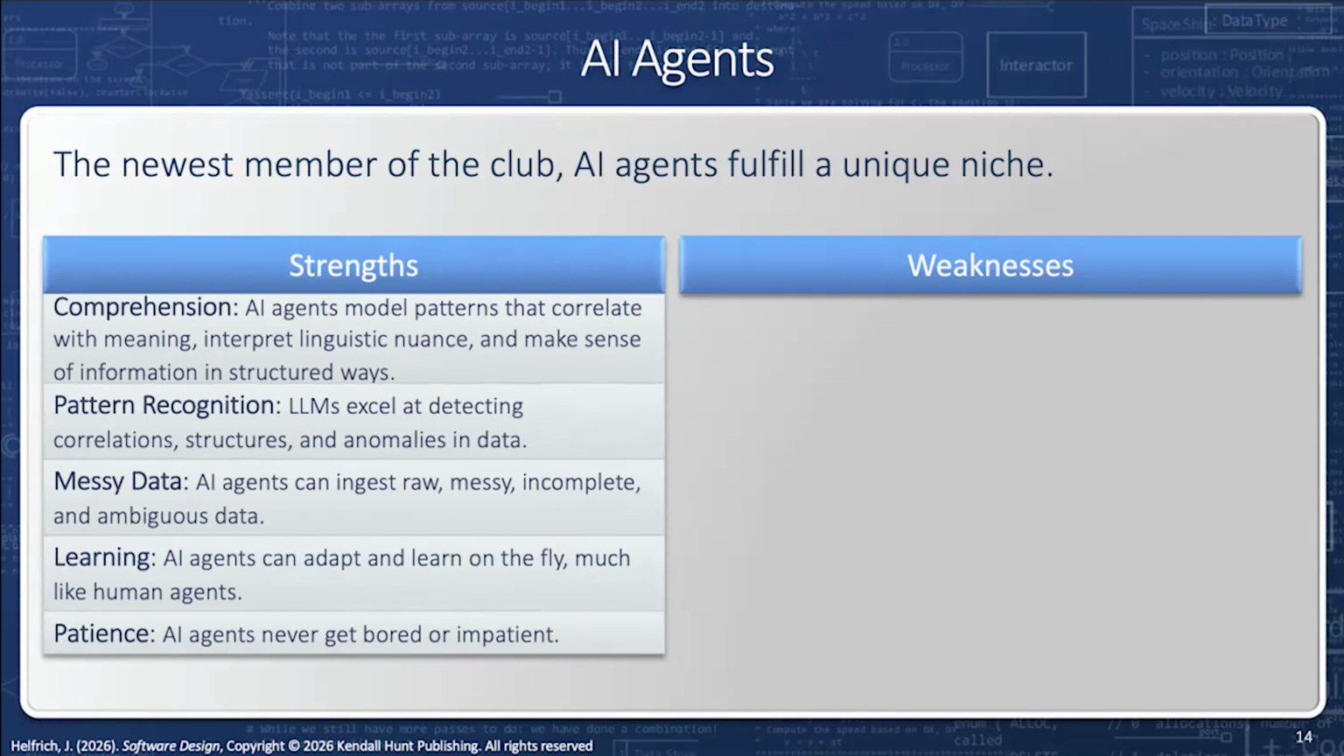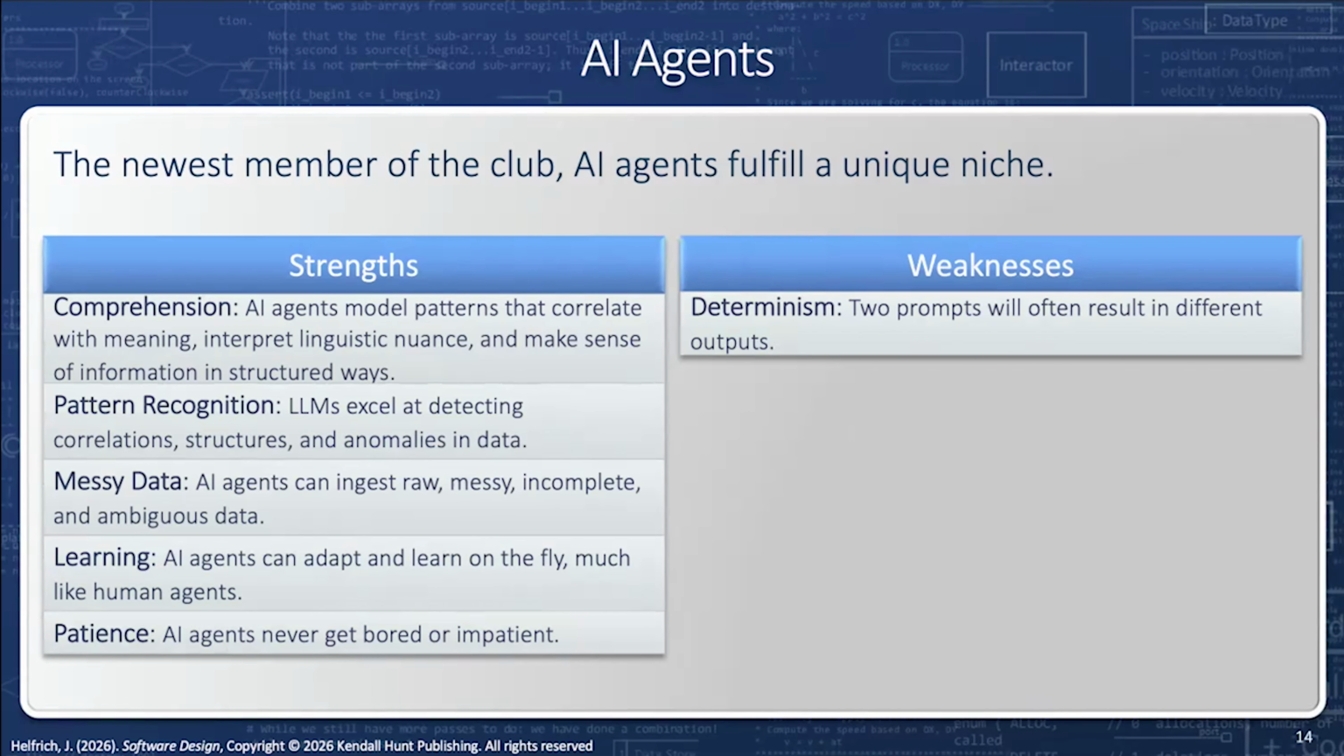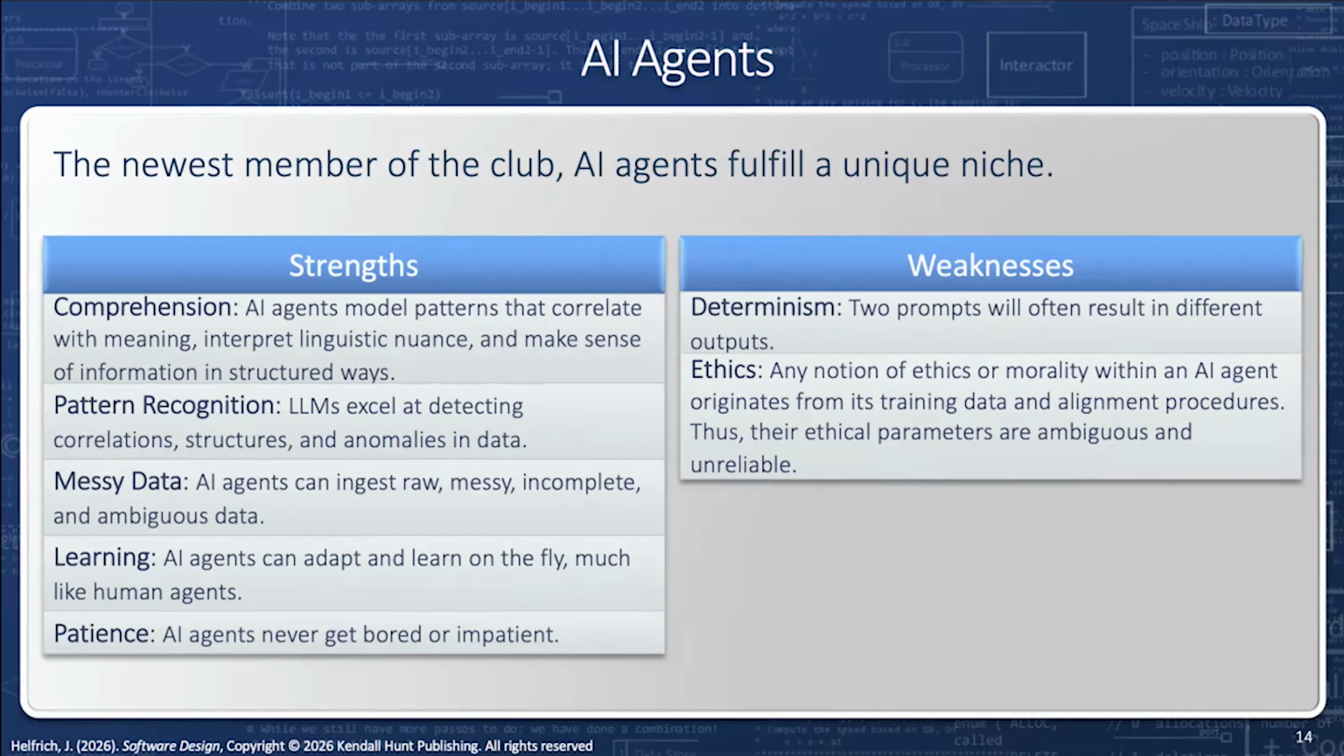So what are the weaknesses of AI agents? Well, number one is determinism. Because LLM response generation is inherently probabilistic, some responses may not follow a given prompt twice. In scenarios that require a high degree of predictability and repeatability, this is kind of unacceptable. Any notion of ethics or morality with an AI originates in the training data and the alignment procedures. It is difficult to ensure that an AI agent consistently conforms to the values required for each context.